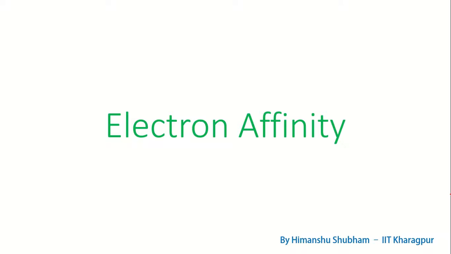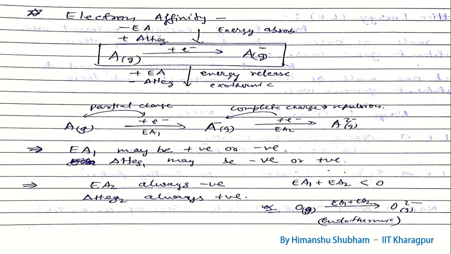In this lecture, we will be going over electron affinity. As far as the definition goes, electron affinity is the energy associated with the addition of an extra electron to the outermost shell of an atom. We have A gas and we are adding an electron to it to form A minus gas. Now the energy associated with the addition of this one electron to A gas is called the electron gain enthalpy.